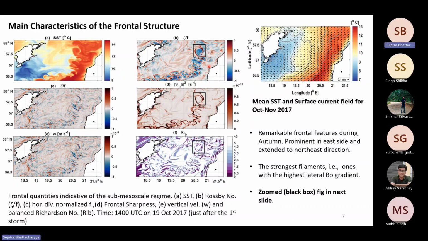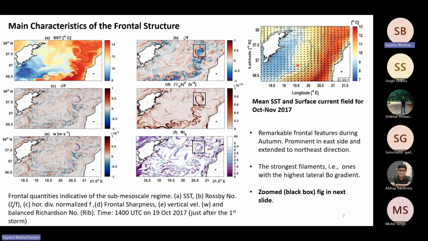And they have marked a very small region. You can see it is very sharp. You can see very beautifully, because it is following this temperature front, these Rossby numbers are following the same pattern. Even the frontal sharpness and this balanced Rossby number.